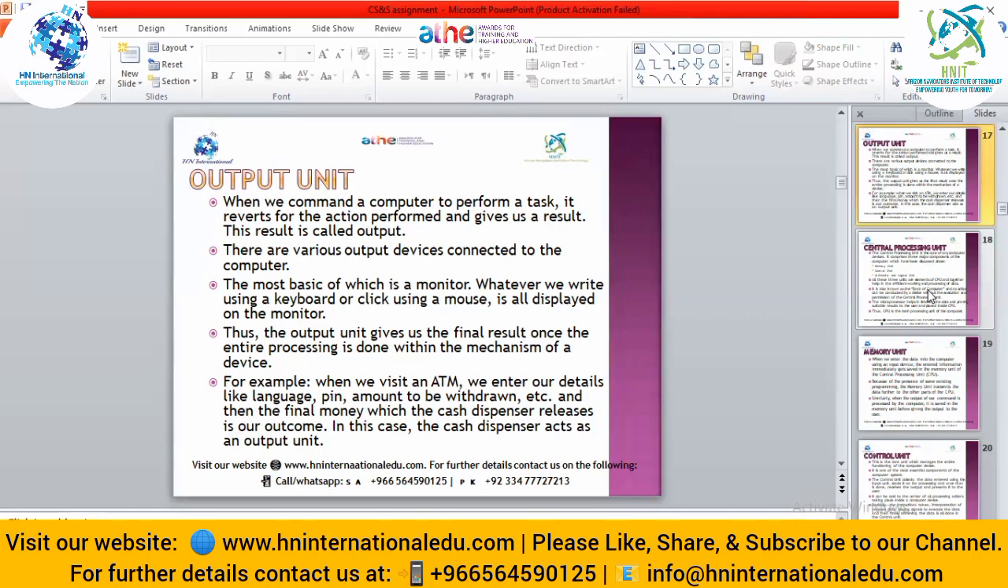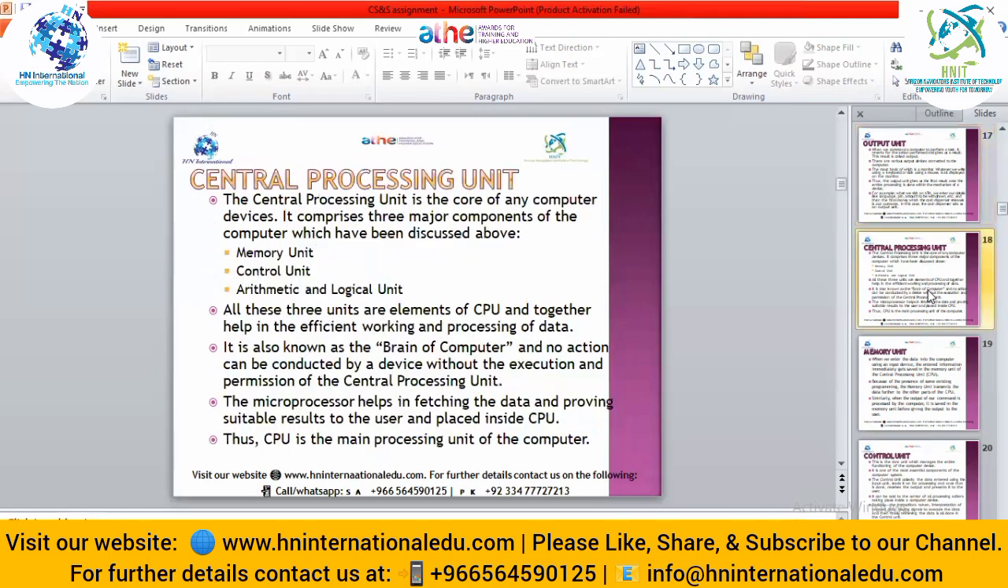For example, when we visit an ATM, we enter our details like language, PIN, and amount to withdraw, and then the final money which the cash dispenser releases is our outcome. So that is the output. In this case, the cash dispenser acts as the output unit. So the devices that give you the results are output devices.